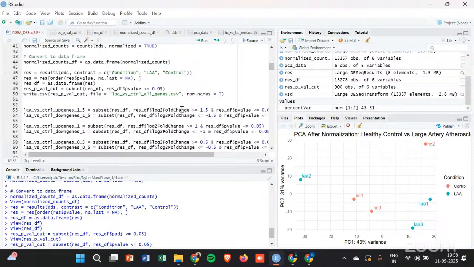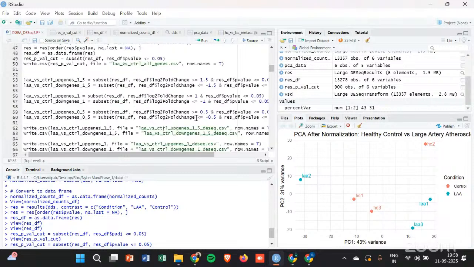So this filtering that you see, then do it on the absolute fold change. Don't do the filtering on log 2 fold change and then convert. Oh, okay, fine.